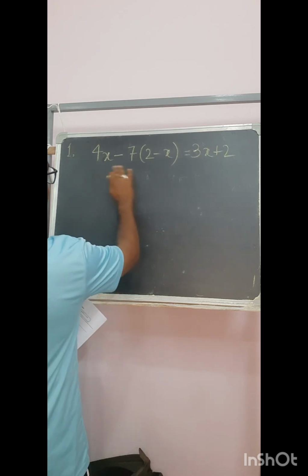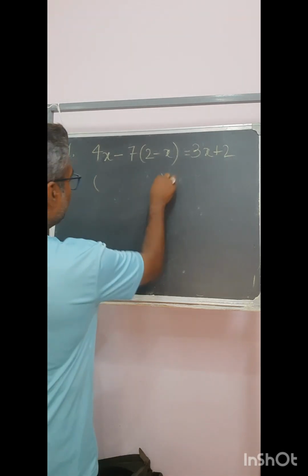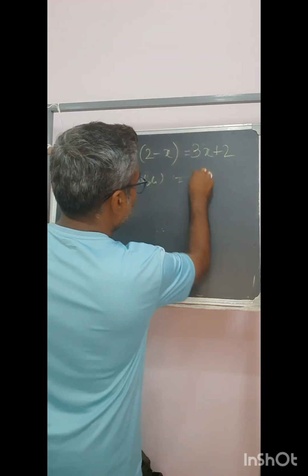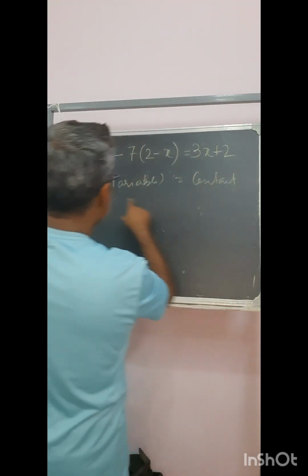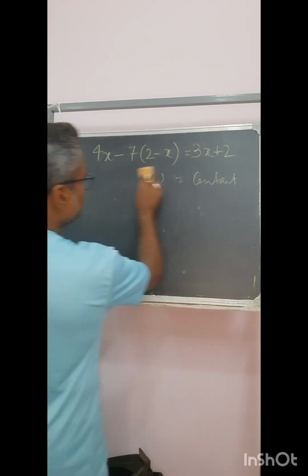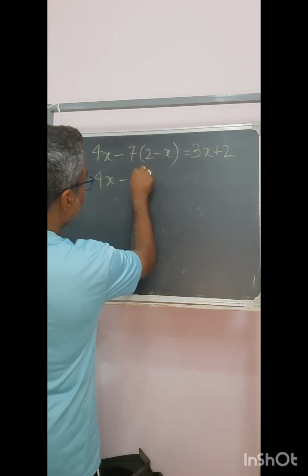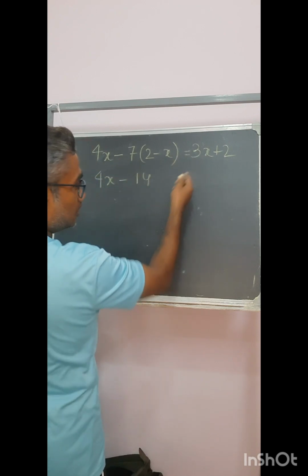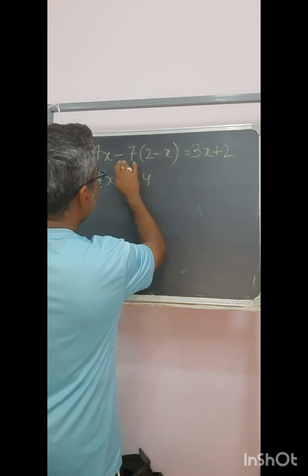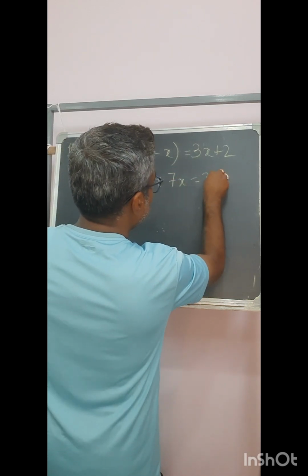The basic rule of any linear equation solution is that you have to bring all the variables, or if it is a single variable, to one side and all the constants on the other side. So variable on one side, constant on the other side. By following this, my effort would be to first break it into a simpler form, simplifying the expression on both sides. So minus 7 into 2 is 14, and that 7x, is equal to 3x plus 2.